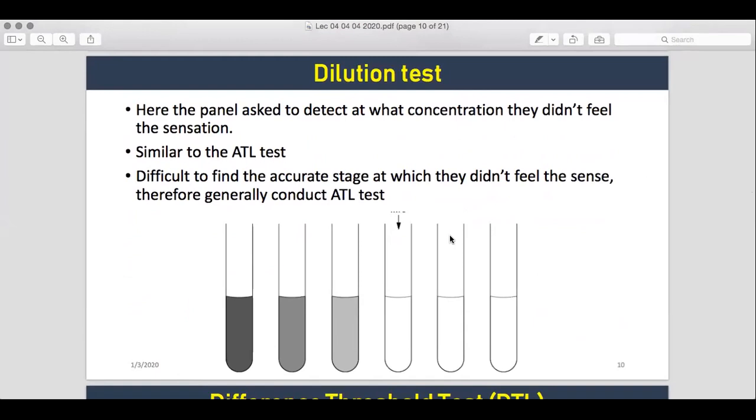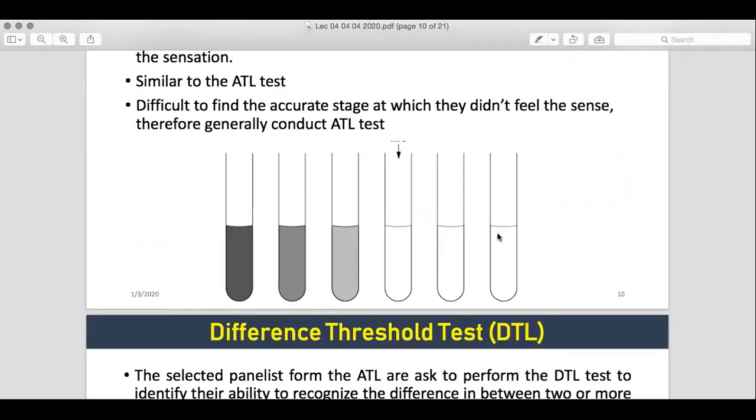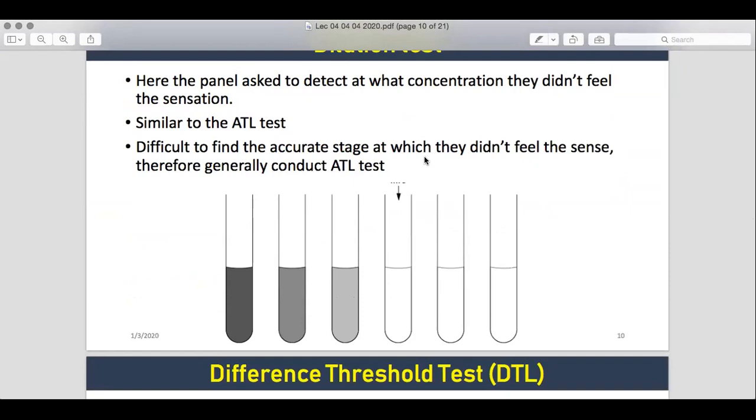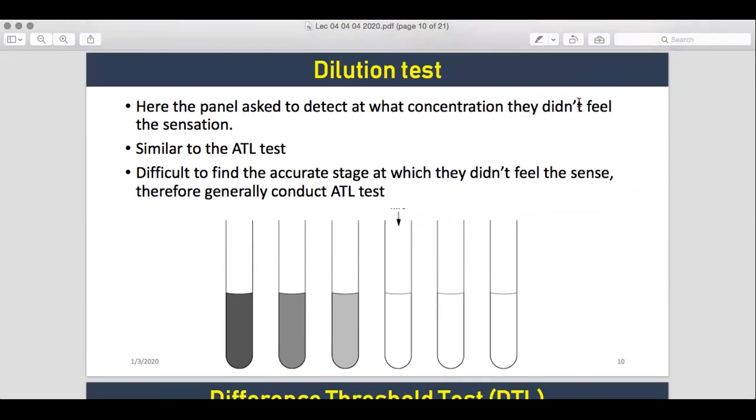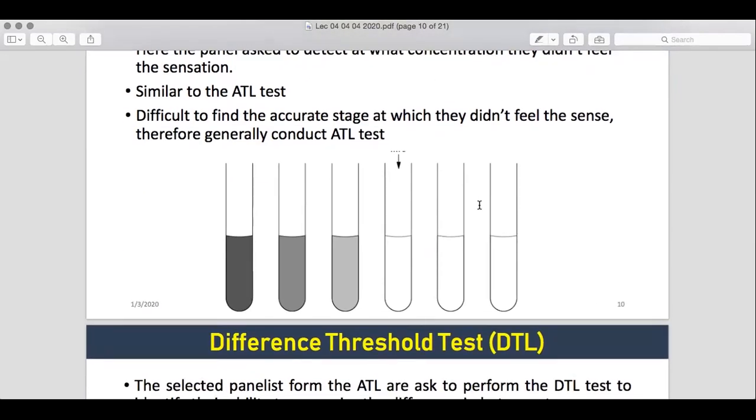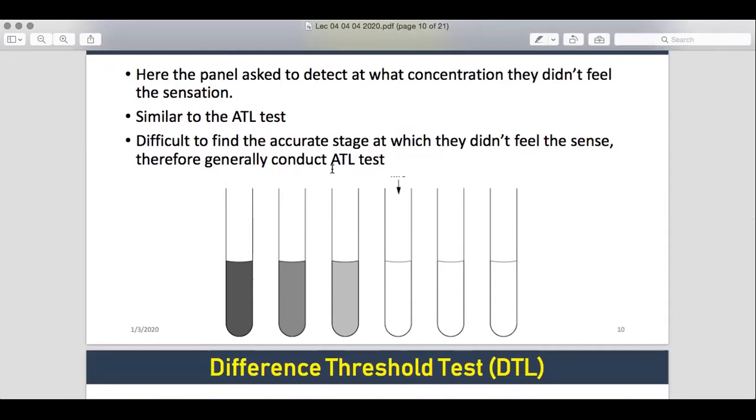Then the dilution test, ඒ කියන්නේ ඒකේ අනිත් පැත්ත. Right? The second one, here the panel members are asked to detect at what concentration they didn't feel the sensation. It is just the opposite of the ATL. Here you can see high concentration, low concentration. But in ATL, we prepare low concentration to high concentration and ask the panel members to select at what concentration they didn't feel the sensation. This is a little bit different test. ටිකක් අමාරුයි ATL එකට වඩා. Right? කොතෙන්ද අපිට flavor එක දැනෙන්නේ නැත්තේ කියලා අපි අහනවා.